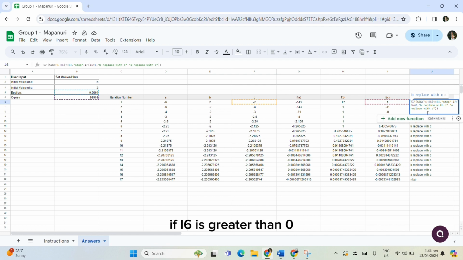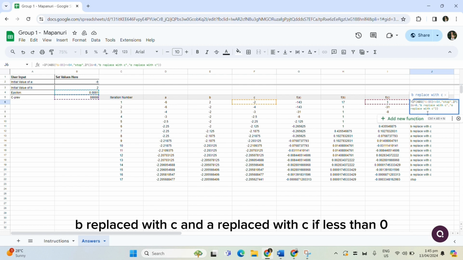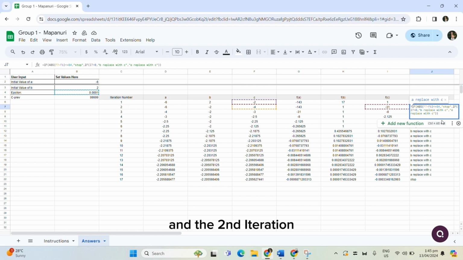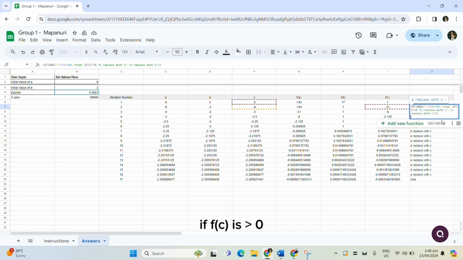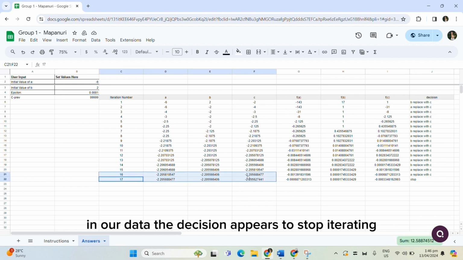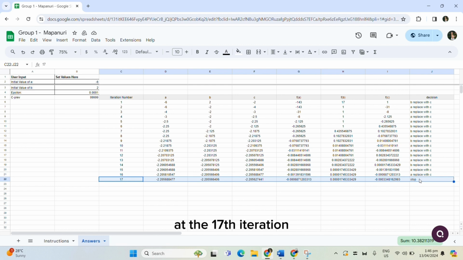If I6 is greater than 0, the decision is B replaced with C, and A replaced with C if it is less than 0. In the second iteration and the rest, the formula is: if the absolute value of current C minus previous C is less than or equal to B4, which is the epsilon, the decision is stop. If f of C is greater than 0, the decision is B replaced with C, and A replaced with C if less than 0. In our data, the decision appears to stop iterating at the 17th iteration.